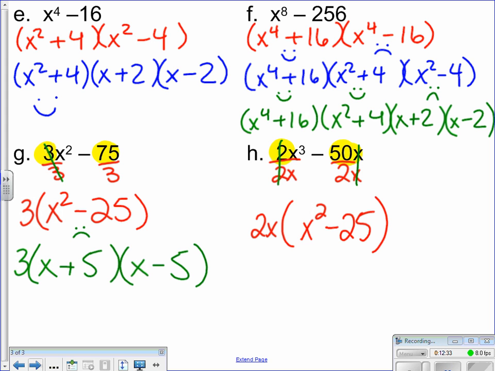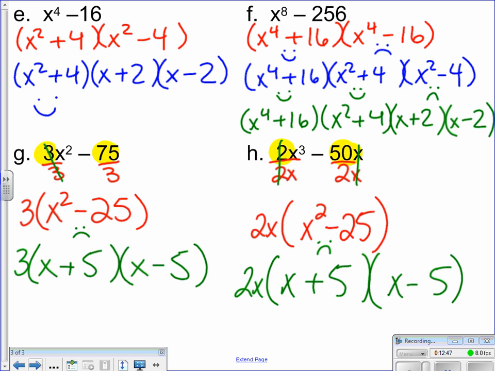Once again, there's an unhappy couple inside this parenthesis. So leaving the 2x in front, break them up. X plus 5 for the good times, and x minus 5 for why they broke up. And that's the end of factoring difference of squares. Hope the story was helpful.